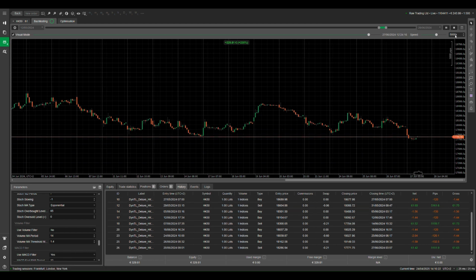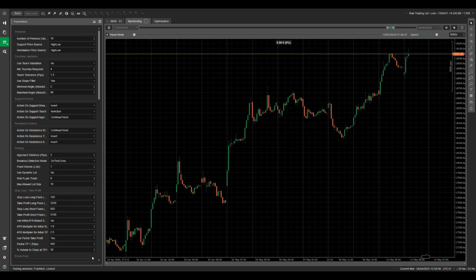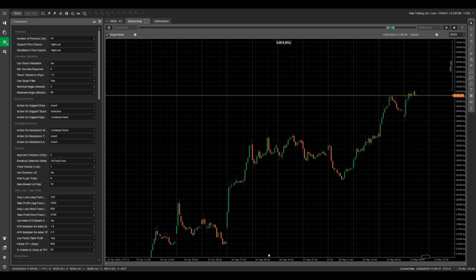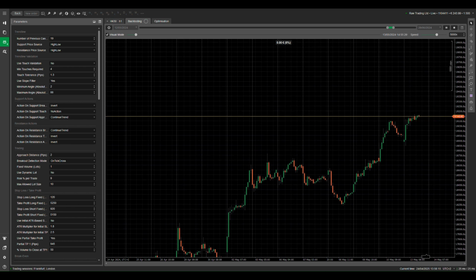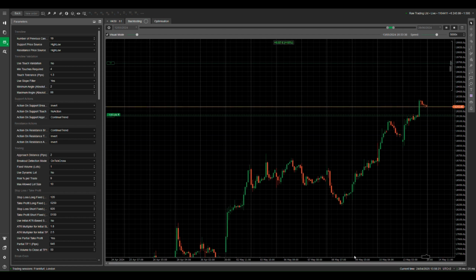TS distance, fixed pips. Description: the fixed distance, in pips, the stop loss will trail behind the current price. Only active if use trailing stop is true and TS mode is fixed pips. Default, 10. Min value, 1.